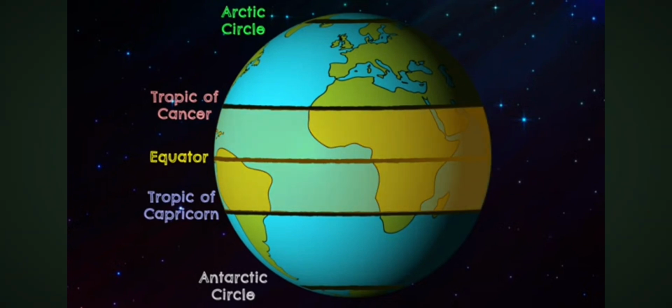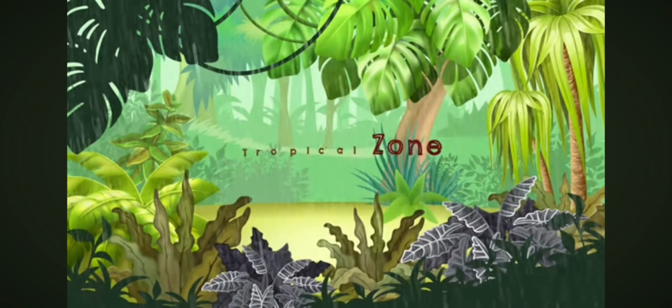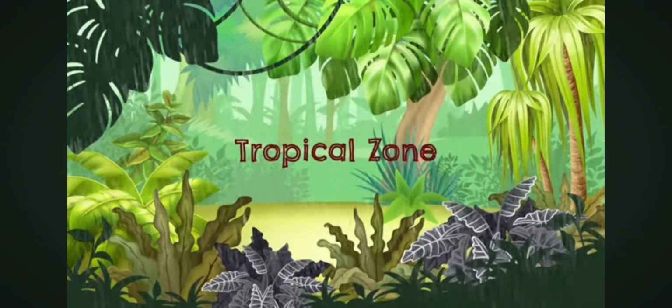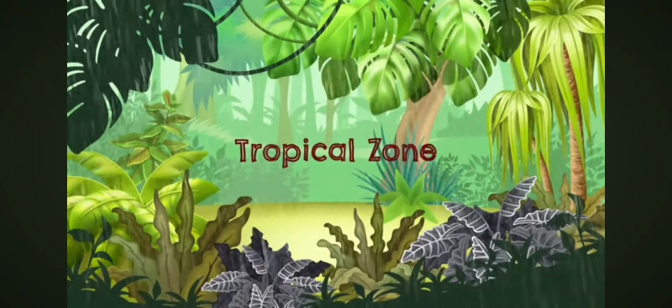The tropic areas get the most sunlight and it is called the tropical zone. Climate in many parts in here tends to be warm and humid with lots of rain.